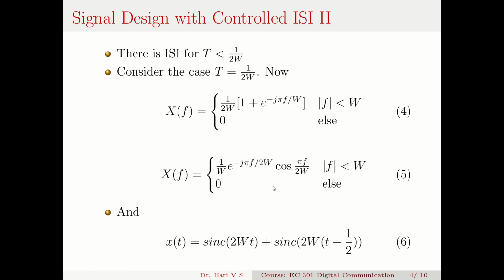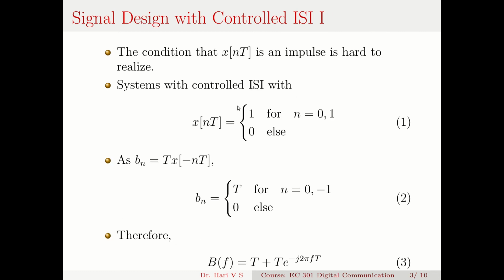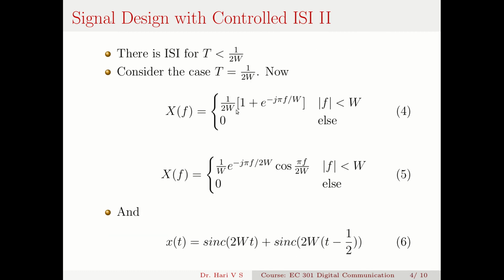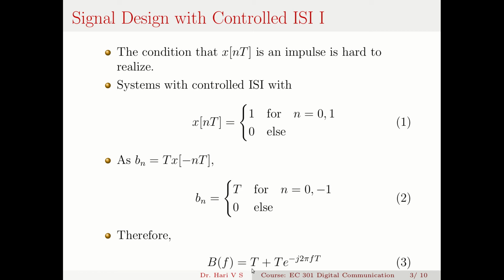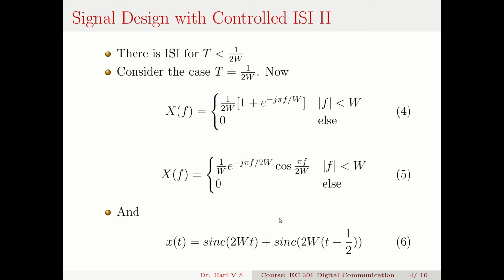So now there is ISI for T less than 1 by 2W. Okay, my X is band limited in minus W to W. So consider the limiting case with T equal to 1 by 2W, so that my X(f) becomes 1 by 2W plus 1 by 2W raised to minus j 2 pi f divided by 2W. If I take 1 by 2W outside, it becomes 1 by 2W times 1 plus e raised to minus j pi f by W.